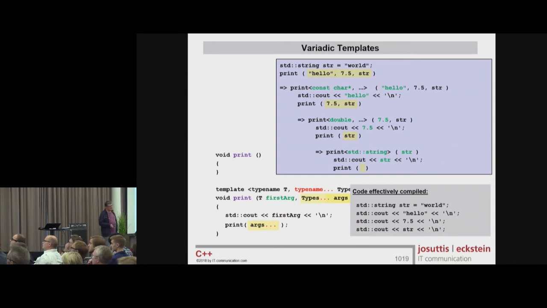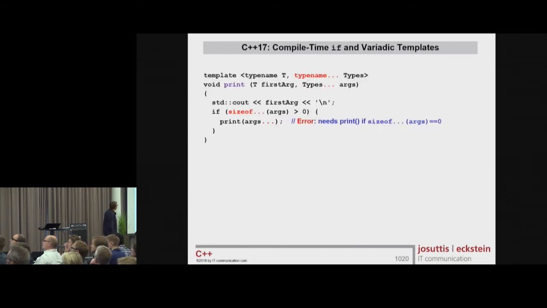So can we improve this a little bit? OK, here's the first example. Let's check how many arguments we have. We have sizeof... We can say how many remaining arguments are there. And the rough idea might be, well, if the number of remaining arguments is 0, I end the recursion. I don't call print again. Unfortunately, this does not work.